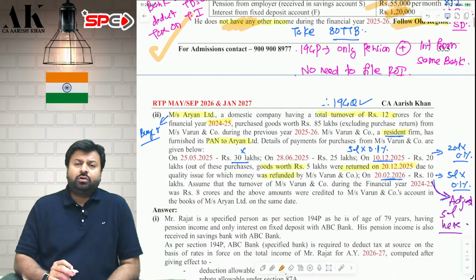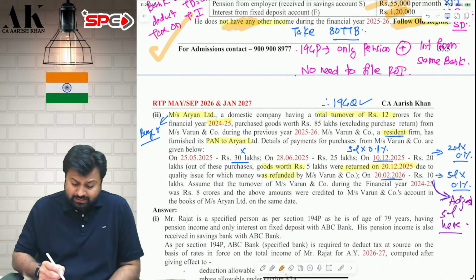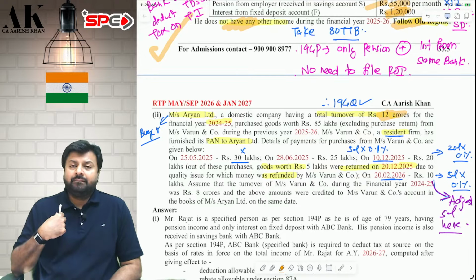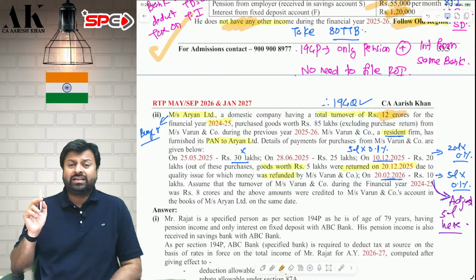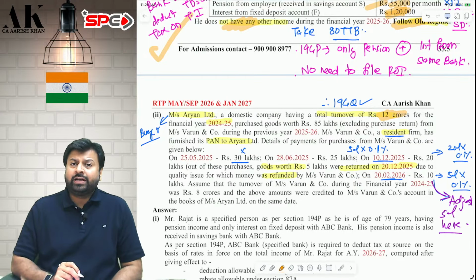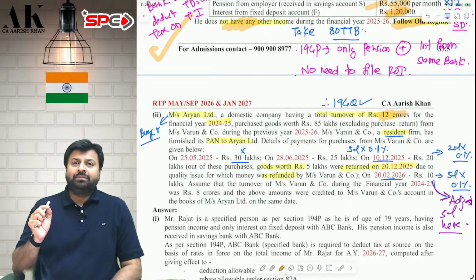Next question, beautiful question. Aryan Limited is a domestic company having last year turnover more than 10 crore rupees. So if Aryan Limited is a buyer, and the buyer's last year business turnover is more than 10 crore rupees, the buyer is liable to deduct TDS under 194Q if the purchase of goods exceeds 50 lakh rupees during the financial year. How much TDS? 0.1% on excess amount.